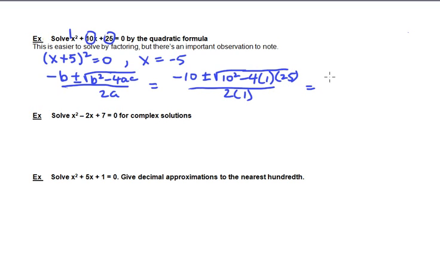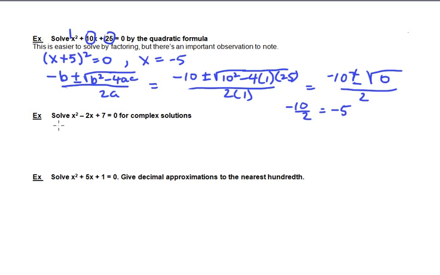So we get here a negative 10 plus or minus the square root of 100 minus 100, which gives us 0. And so dividing by 2, we end up with adding or subtracting 0, which gives us the same thing. And we get that negative 10 over 2 is the single solution, which is equal to negative 5, the same as we got before. The thing to observe here is that we do get one solution because the interior of this radical, the discriminant, is equal to 0, giving us two solutions that are identical.